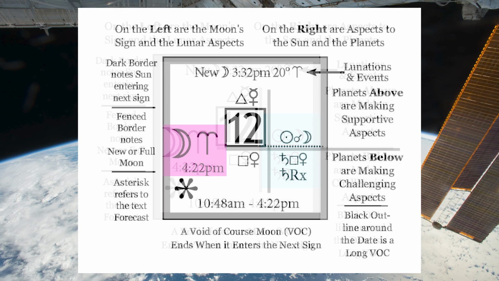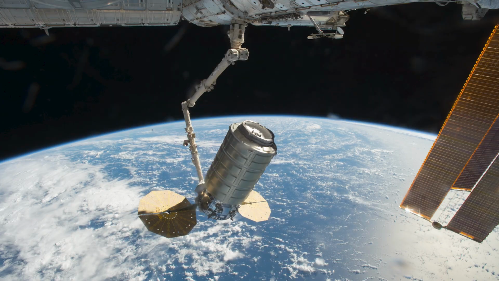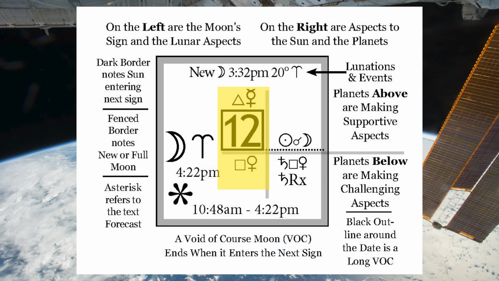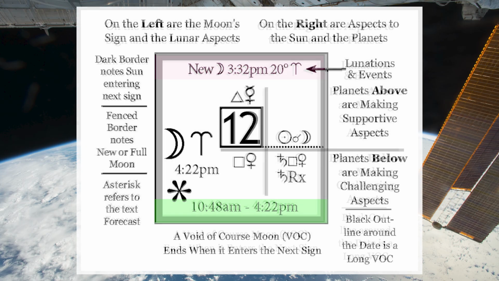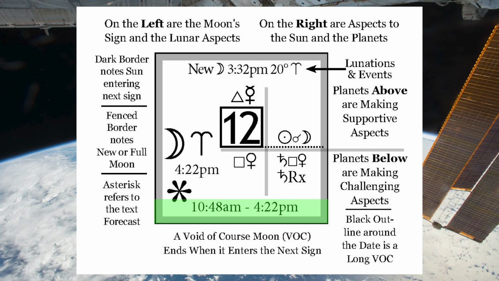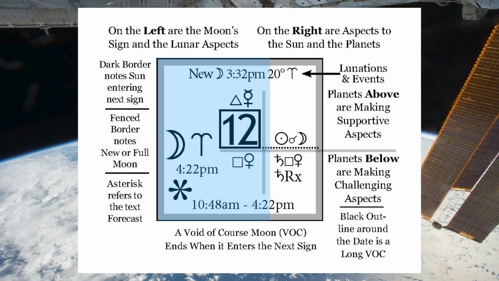The moon's sign is on the left next to its symbol, and when it's entering a new sign, the time is immediately below that. The moon's aspects are listed above and below the date. The moon's phases, like new moon and full moon, are listed at the top of the box, and any void of course times, which we'll explain later, are at the bottom. The moon's data covers 2/3 of the block because it's so influential.